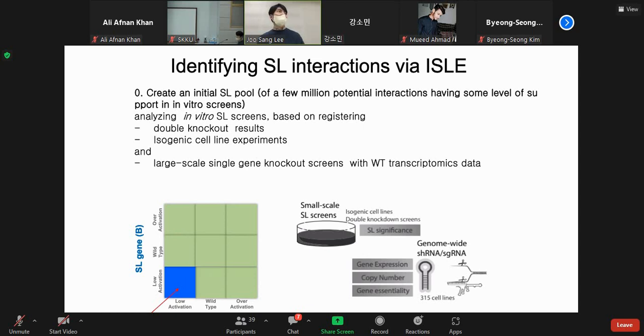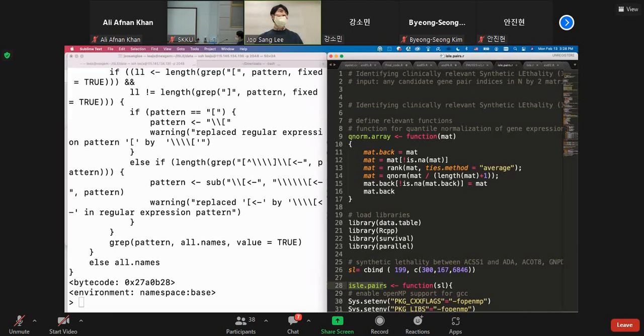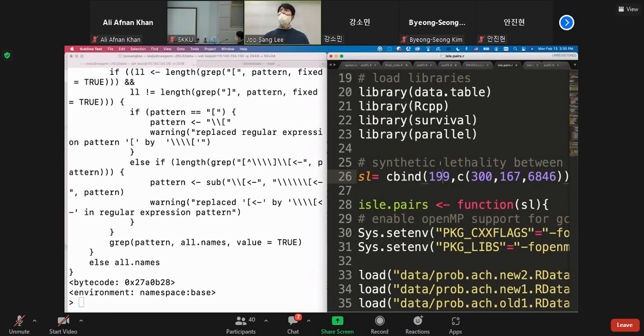So like I said, we collected all the double knockout results and single isogenic cell line experiments. And also, we looked at the DepMap data. We analyzed the larger scale single gene knockout screens with wild-type transcriptomics. SL equals cbind 1,000 genes, and we are checking the potential synthetic lethality between these three gene pairs.